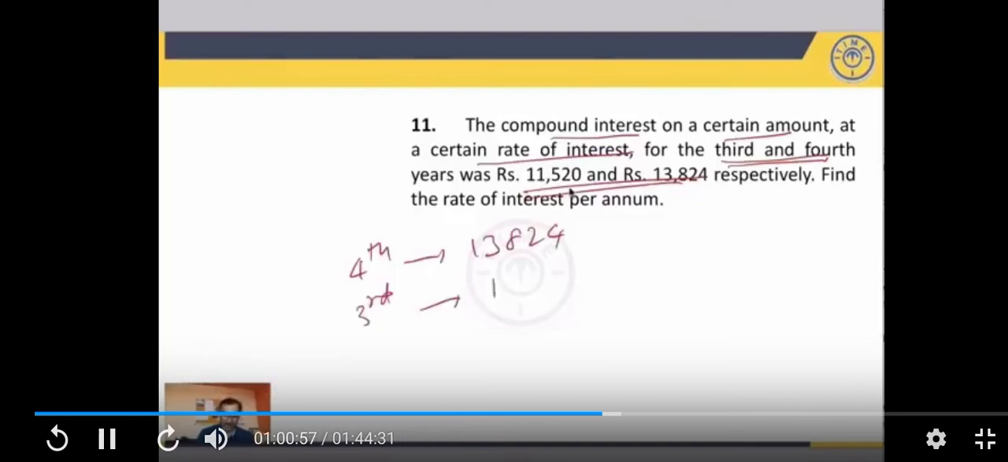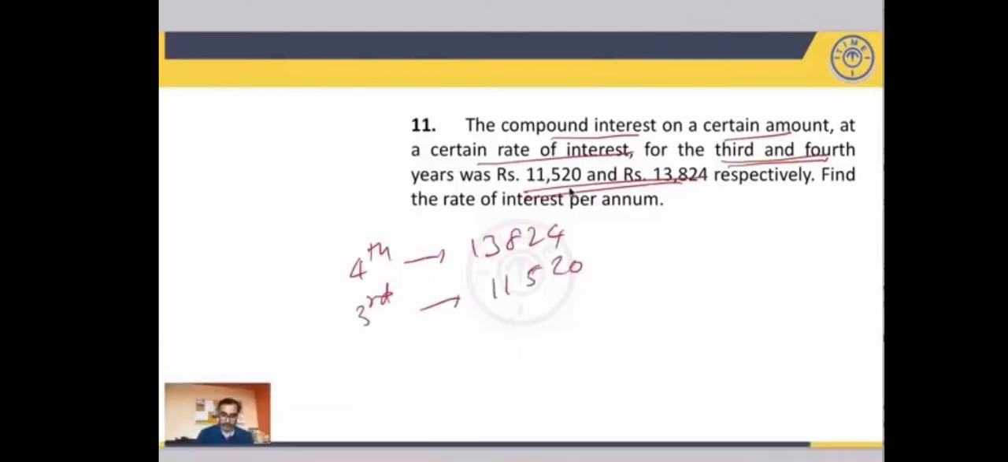The third year interest is given as 11,520. That means interest on interest is compound interest. That is, you are getting extra money of 2304. You are getting an extra money of 2304 because it's an interest on the interest of the third year. So 2304 is the interest on 11,520 for 1 year, into rate of interest R by 100.